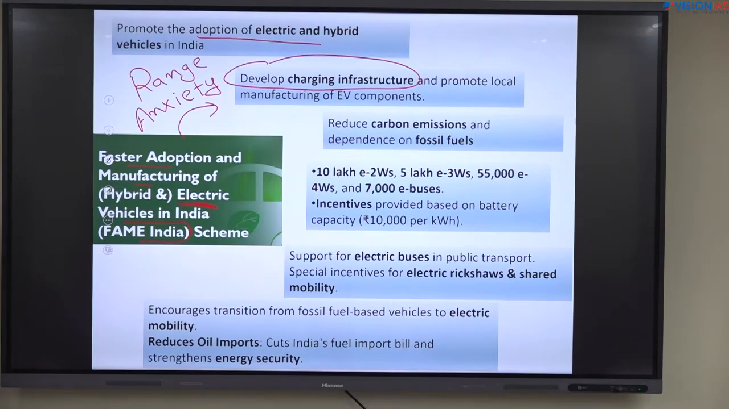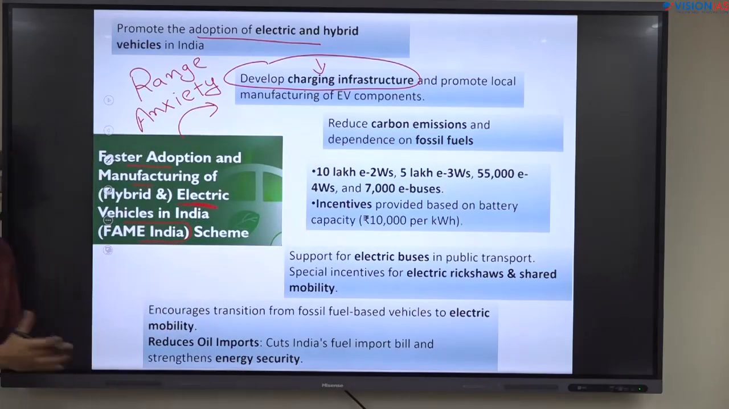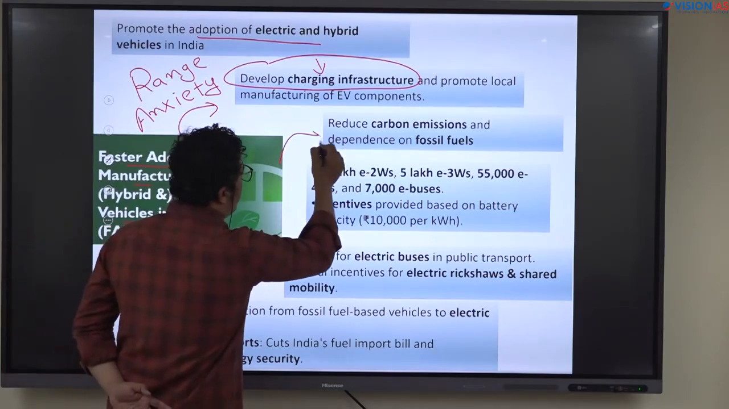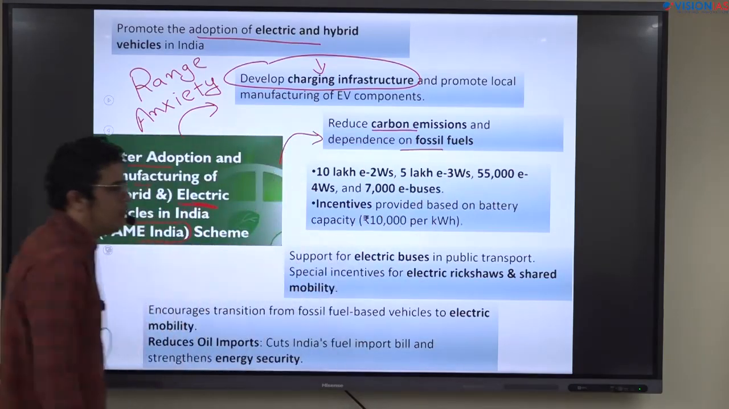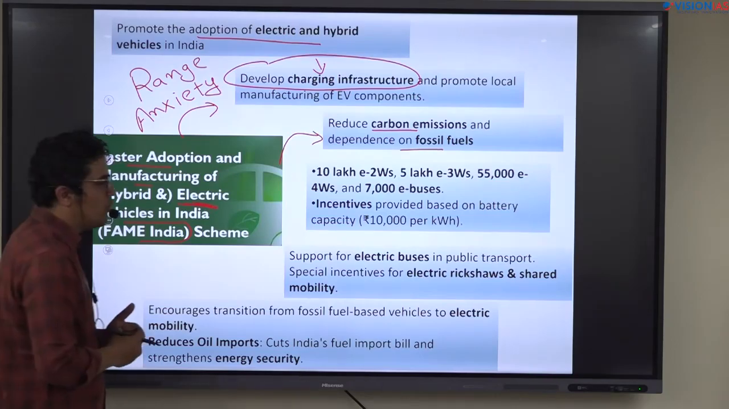So how can you do away with range anxiety? You can do away with range anxiety by having more and more charging points. So people don't worry where the next charging point would be. If my battery goes off, how would I charge? So that range anxiety has to be done away with. So it will reduce our carbon emissions and fossil fuels. If we stop using IC engines, or the vehicles based on internal combustion engines in which fossil fuels are consumed, our greenhouse gas emissions will go down.